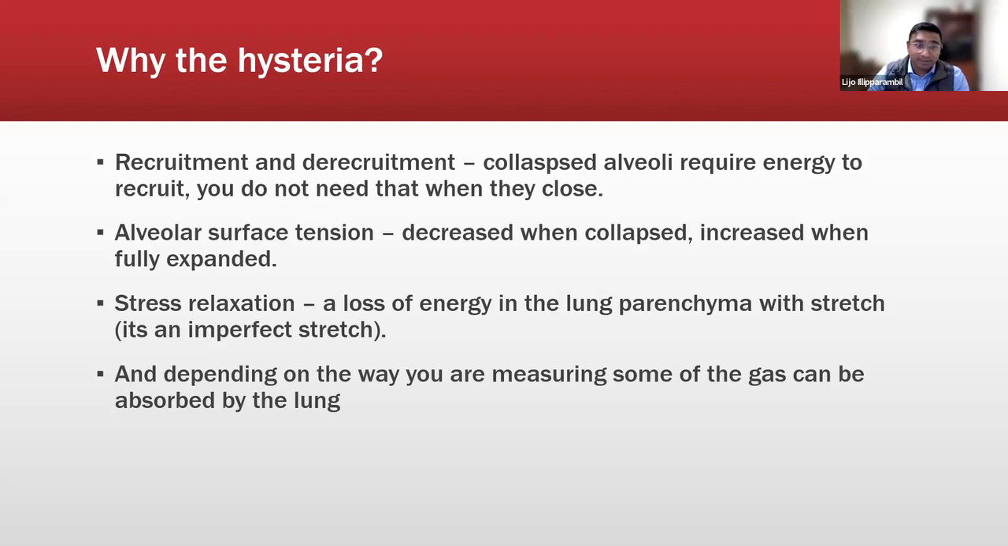There's also an impact of stress relaxation, which is a loss of energy in the lung parenchyma when stretched. It's not a true stretch. If you get into the physics of it, it's called an imperfect stretch. But for the purposes of this, just remember that there's a loss of energy in the lung parenchyma when it gets stretched out. Now, depending on where you measure it, some of the gas may be absorbed by the lung itself, which can affect how you measure the pressure and volume. But the most significant components are the recruitment and derecruitment and the alveolar surface tension.